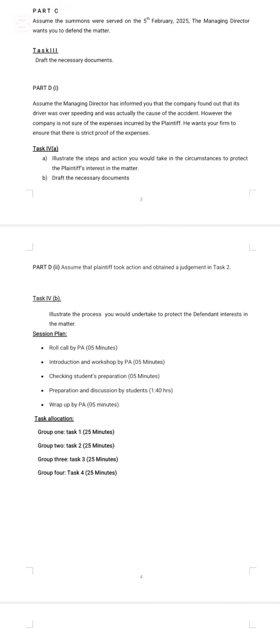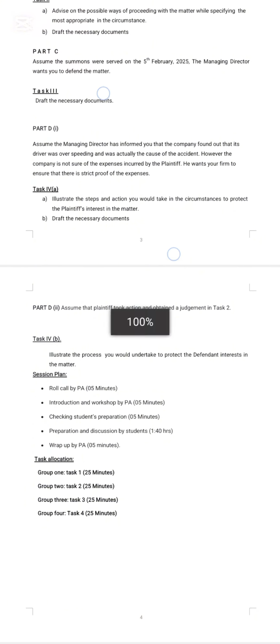So Part D1: assume that the managing director has informed you that the company found out that its driver was overspeeding and was actually the cause of the accident. However, the company is not sure of the expenses incurred by the plaintiff. He wants your firm to ensure that there is strict proof of the expenses. Illustrate the steps and actions you would take in the circumstances to protect the defendant's interest in the matter and draft the necessary documents.